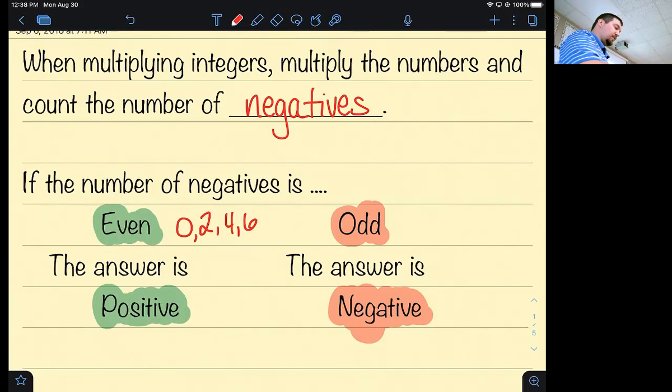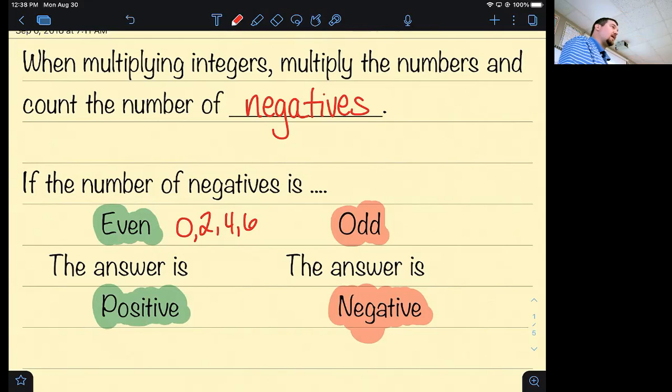Now, why don't I just say 2 negatives make a positive? Because sometimes you'll have problems where you have 4 negatives. If I had 4 negatives, can they all pair up? Yes. 2 and 2. That works. If I have an even number of them, they can pair up. If they can pair up, my answer will be positive.